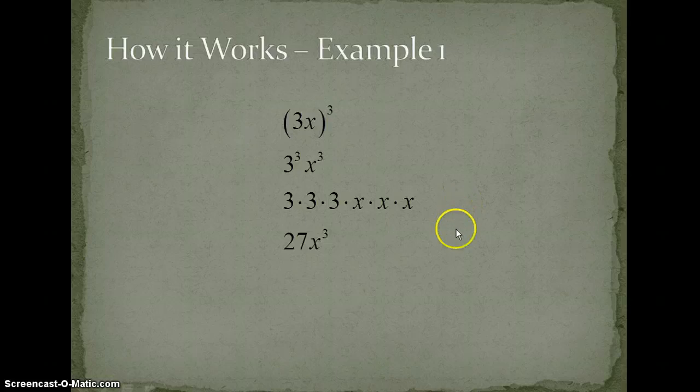Here's how it works. I'm just going to let you look at this for a moment. Notice that this 3 means everything gets the 3. Here it is strung out. And if you multiply this, you get 27 and x to the 3rd. Examine that, copy it if you need to, pause if you need to.